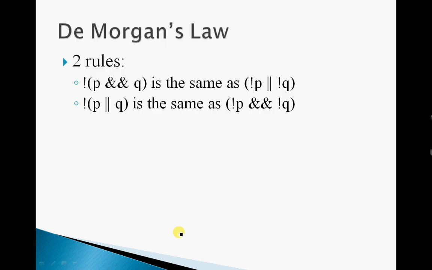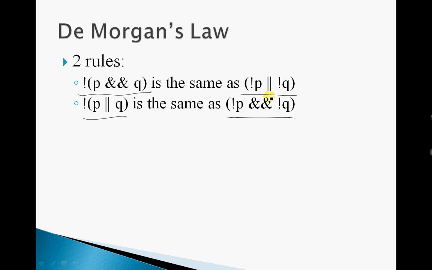Now, a very quick note about De Morgan's law. If you do a search on the internet, there is a lot of material about De Morgan's law. Basically, there are two rules. This expression, where P and Q are both Boolean variables, is the same as this. They are equivalent. This expression is the same as this.